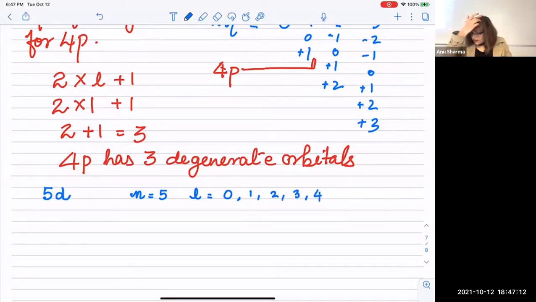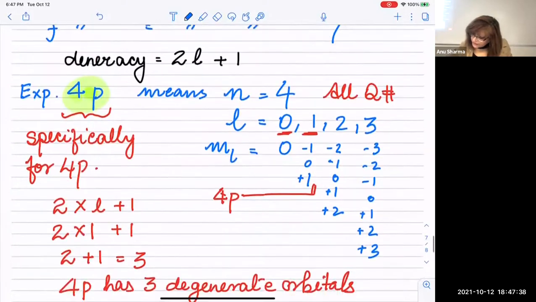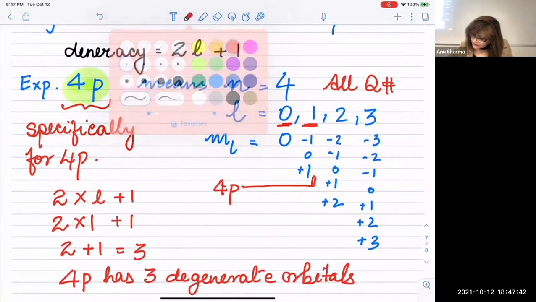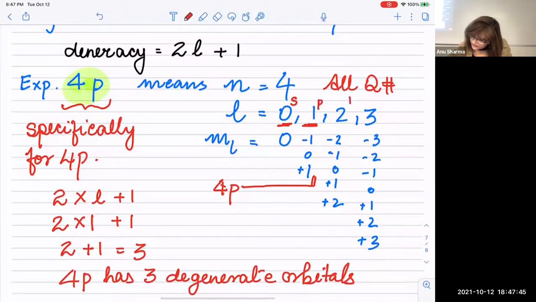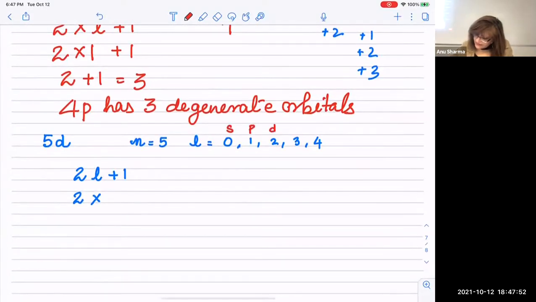Okay. Now, for 5D the number of orbitals would be 2L plus 1. So 2 times L... You will have to put it as S, P, D. Let me put this in red so it becomes clear. This is S, this is P, this is D, and this is F. And the last one, 4, is G.